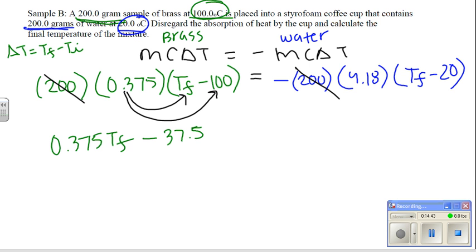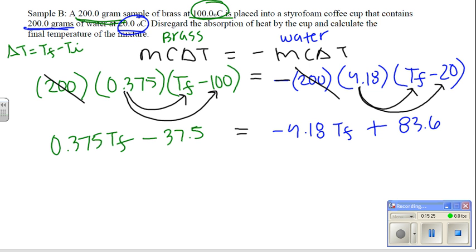This is equal to, now what I need you to understand is that this negative goes with the 4.18. Okay, I'm going to distribute that to what's in my parentheses. So I have negative 4.18 TF, and then negative 4.18 times negative 20. Okay? When you multiply two negatives together, you get a positive. So this is where a lot of kids mess up. Plus 83.6.